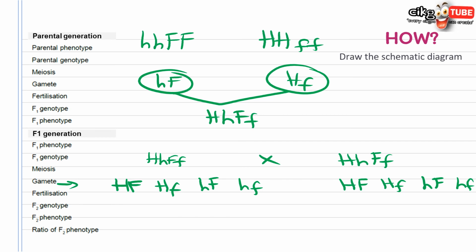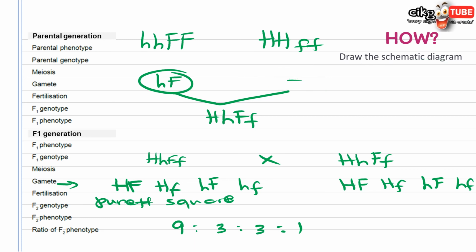Now, after fertilization, we use the Punnett Square. We can actually get a ratio of 9:3:3:1. So that's how you draw a schematic diagram. Of course, this is not complete. You can draw a complete schematic diagram based on what you have learned.